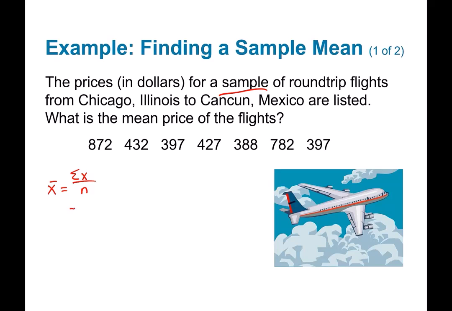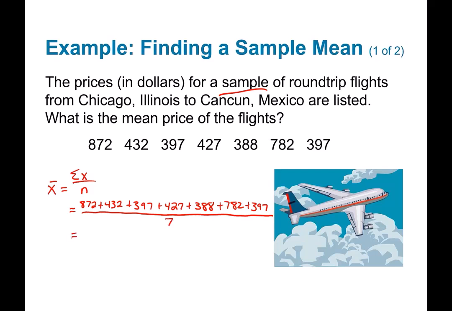So to calculate this, we add up, so the sum of x just means add up all of your data values. So 872 plus 432 plus 397 plus 427 plus 388 plus 782 plus 397, divided by our number of data values. So in this case we have 7 data values.